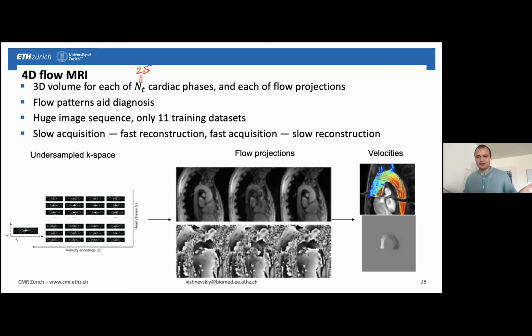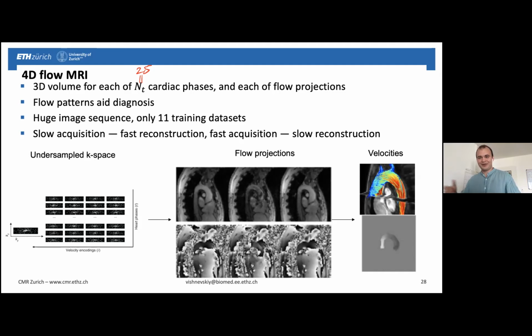And so this is a huge image sequence, and we only have 11 of those images to train. The idea here is that to acquire this much data, you either have to put a subject into a scanner for an hour or two and wait, or if you use compressed sensing, so if you acquire only part of the k-space, you can accelerate the acquisition to like 15 minutes and then use the classical methods for image reconstruction based on compressed sensing.